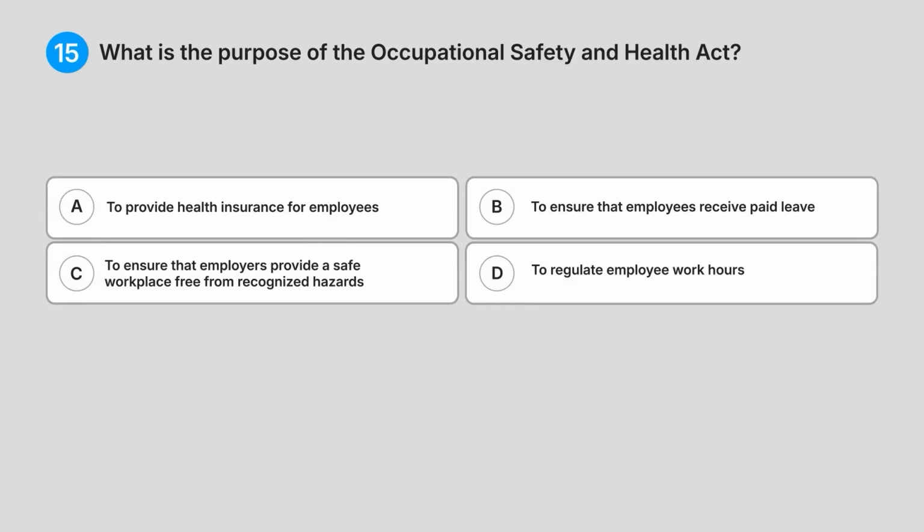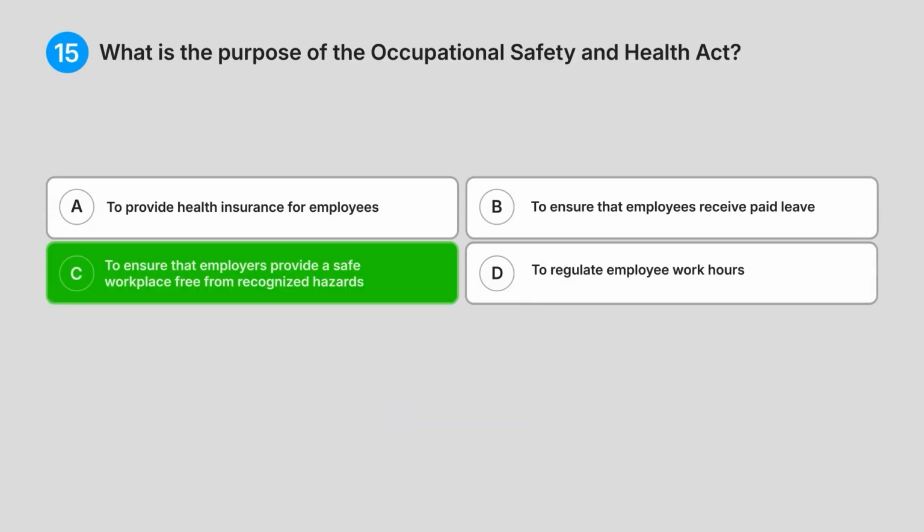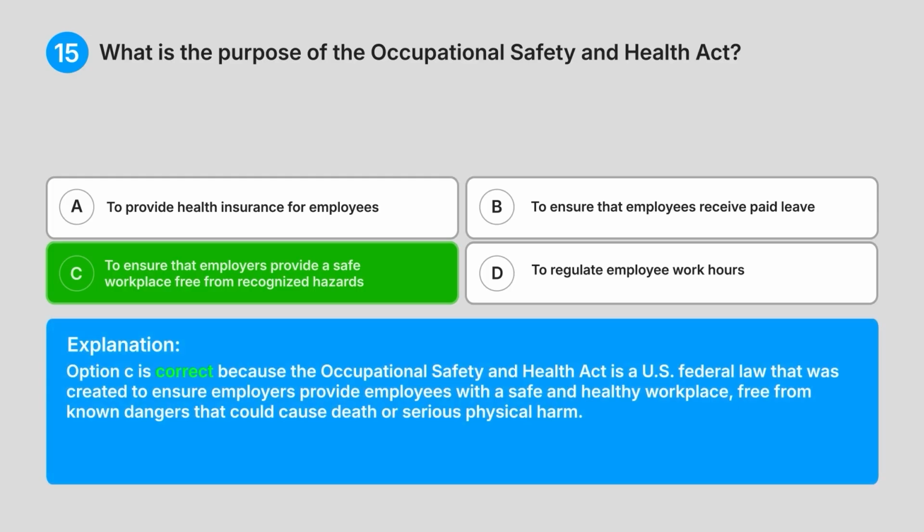Correct answer, C, to ensure that employers provide a safe workplace free from recognised hazards. Explanation: Option C is correct because the Occupational Safety and Health Act is a US federal law that was created to ensure employers provide employees with a safe and healthy workplace, free from known dangers that could cause death or serious physical harm.